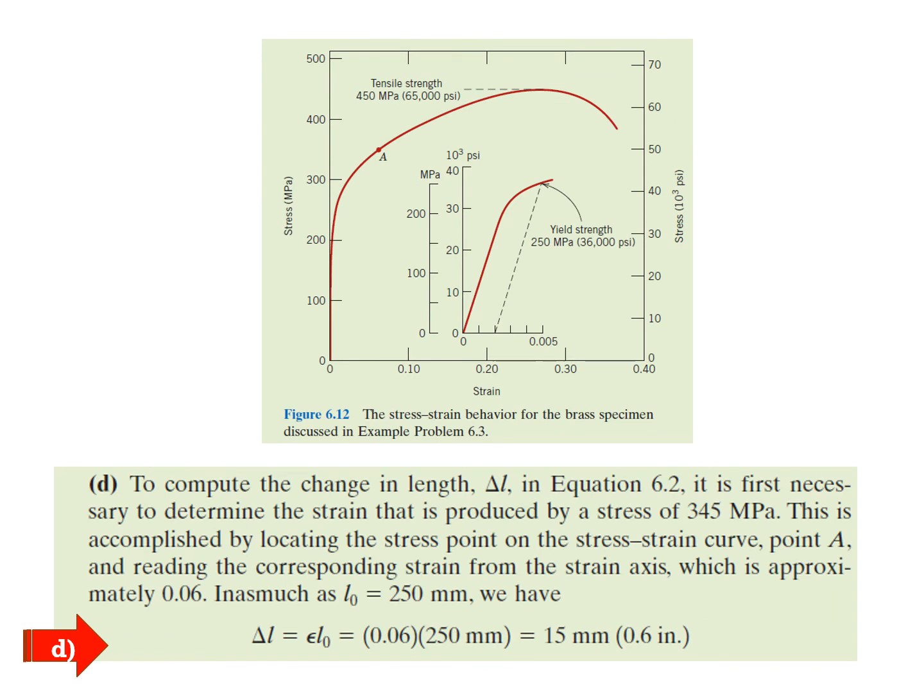They ask you to compute the change in the length. The strain E is equal to the change in length divided by the original length, which is Li minus L naught, divided by L naught. Substitute the values, and you will obtain 15 millimeter.